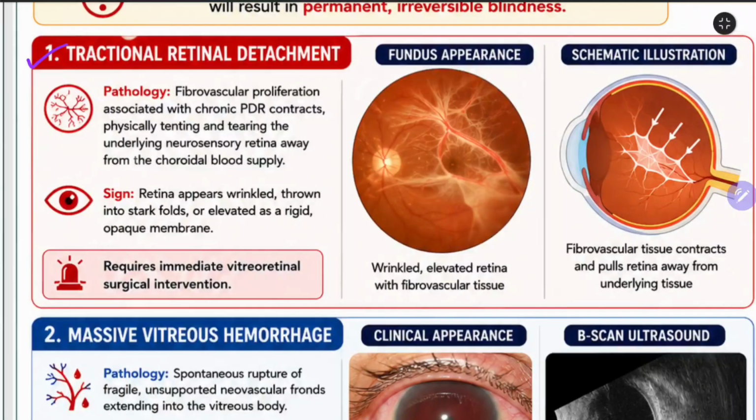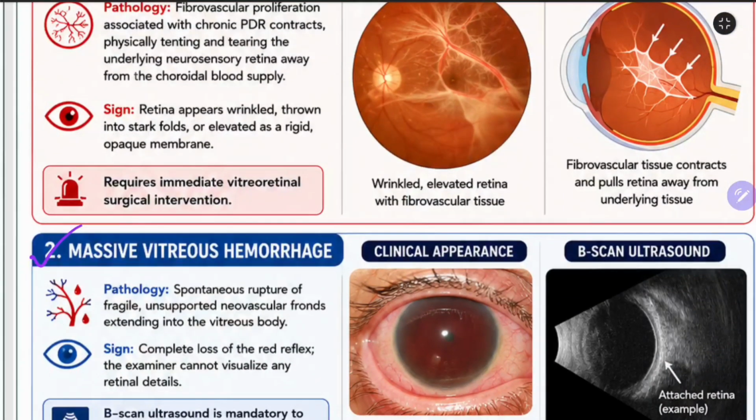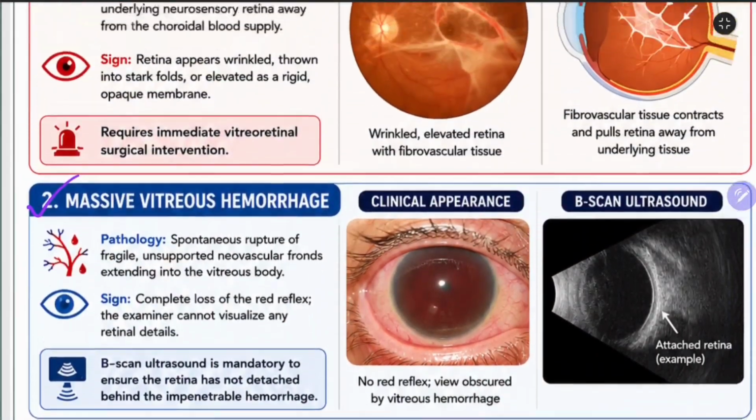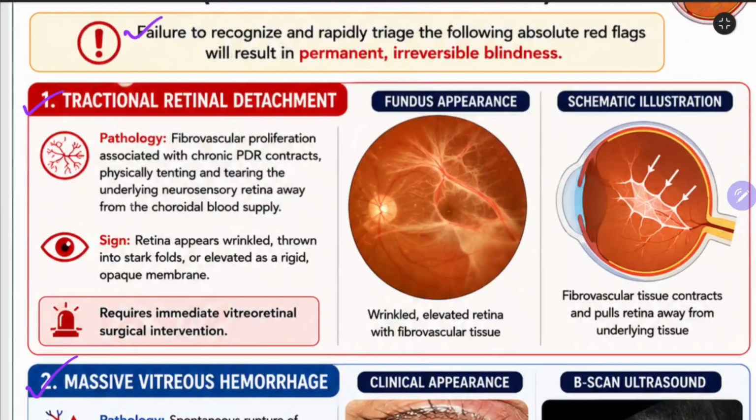Number 1, tractional retinal detachment. Number 2, massive vitreous hemorrhage. Number 3, glaucoma due to neovascularization, that is neovascular glaucoma. 3 things. Okay. So tractional retinal detachment.